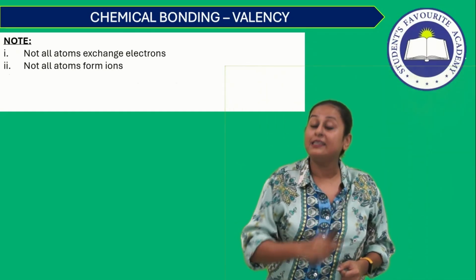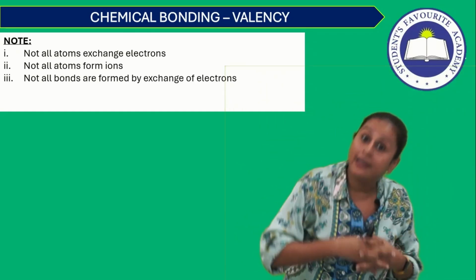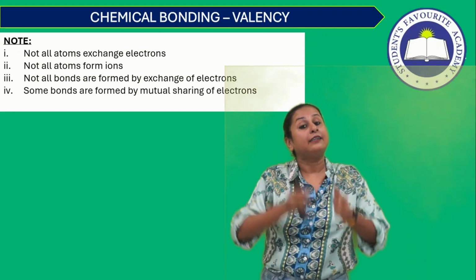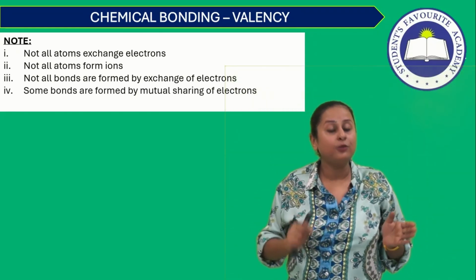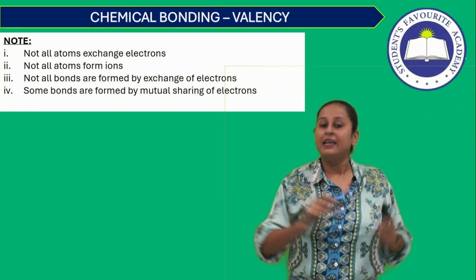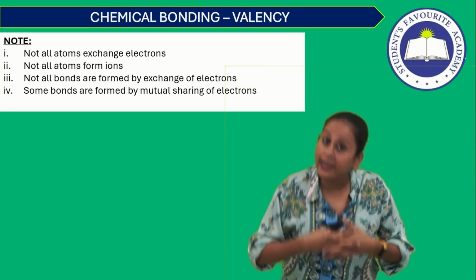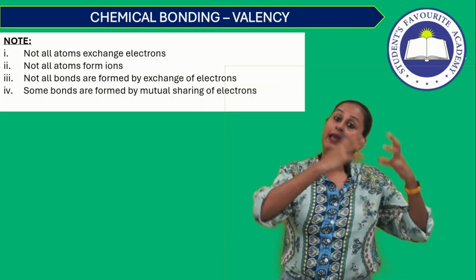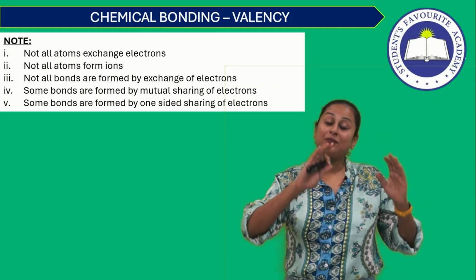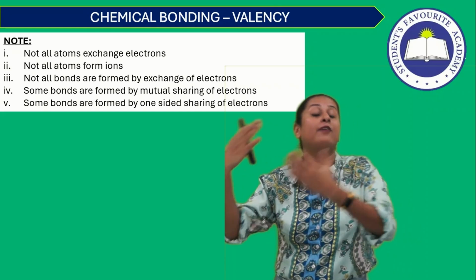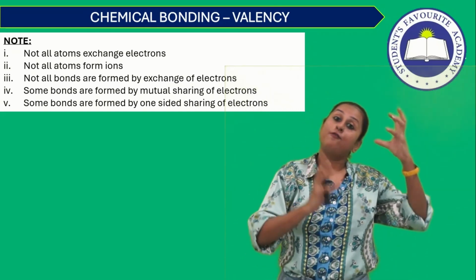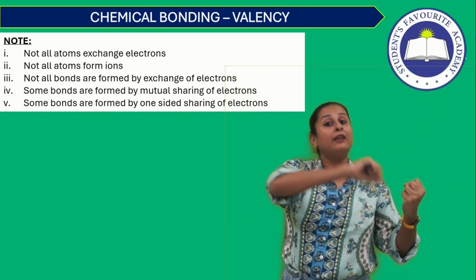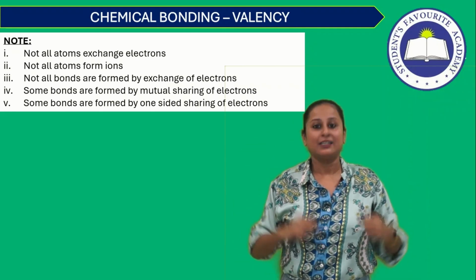In some cases, atoms also share electrons. That means atoms can convert to molecules without forming ions. They can just mutually share electrons. Sometimes it also happens that an atom has some extra valence electrons, so it shares through a one-way path. That means the atom of one element is the one which is sharing all the electrons in the pair.